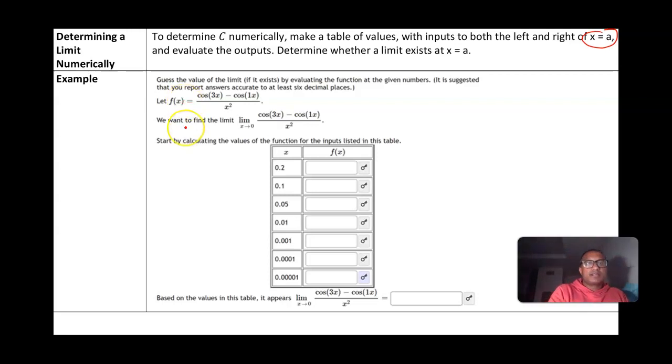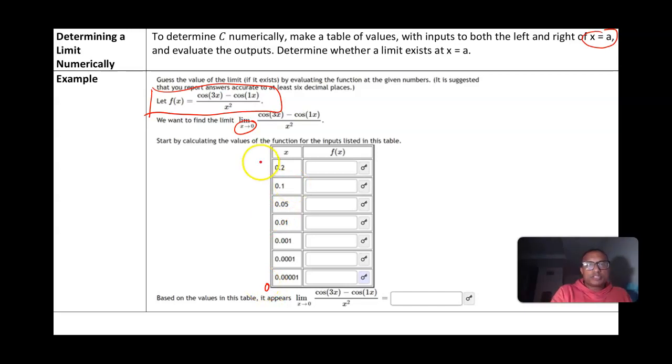Here's an example. We want to find the limit, if it exists, by calculating the function at the given numbers. Our function is f of x equals cosine of 3x minus cosine of x, over x squared. We want to find the limit as x approaches 0. Notice that we're going to have x approaching 0, so 0 is going to be kind of in the middle here. I'm going to say this is my 0, and I'm going to have 0 down here.